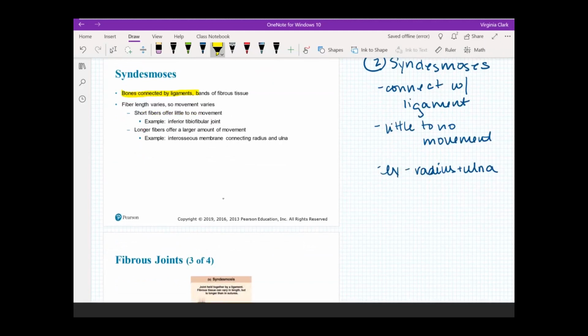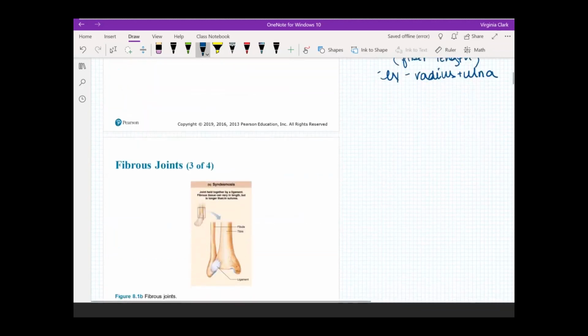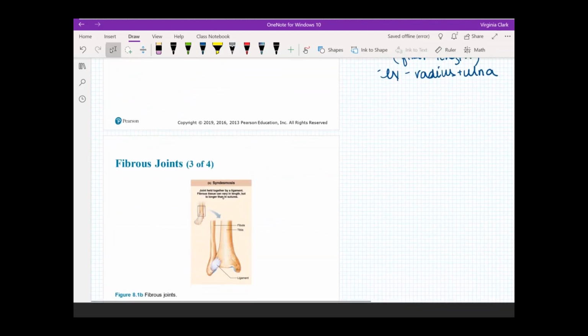So this little to no movement will actually vary on the length of the fiber. So this will actually be dependent on the fiber length. So if there is a long fiber length, they will have a lot of movement, more movement, and if there's not a lot of length to the fibers, they will have no movement. So the example of the radius and the ulna, or tibia and fibula, is another example. If here's one bone and here's the second bone, this particular one is connecting these guys right here. So you can see that right there.